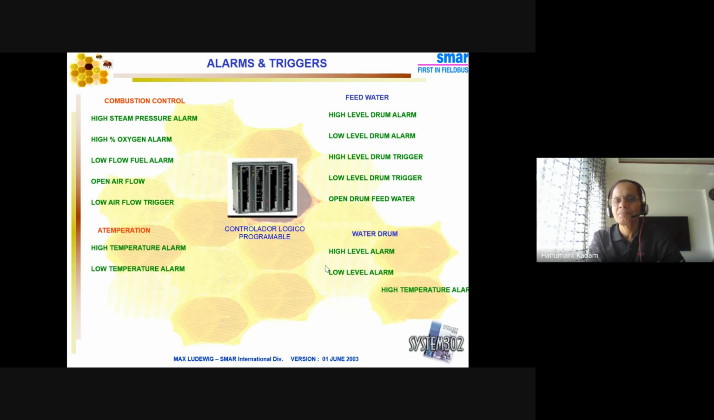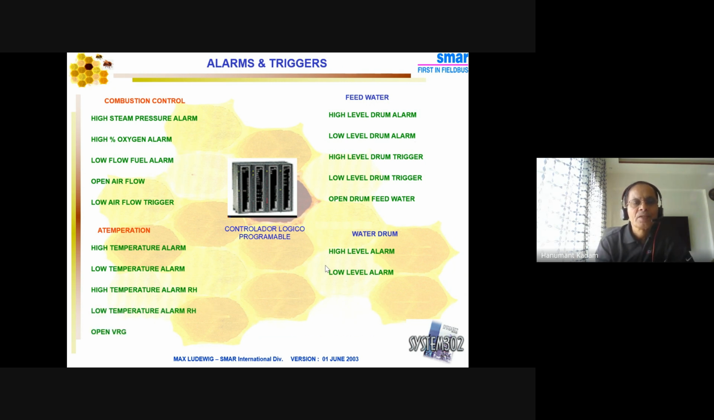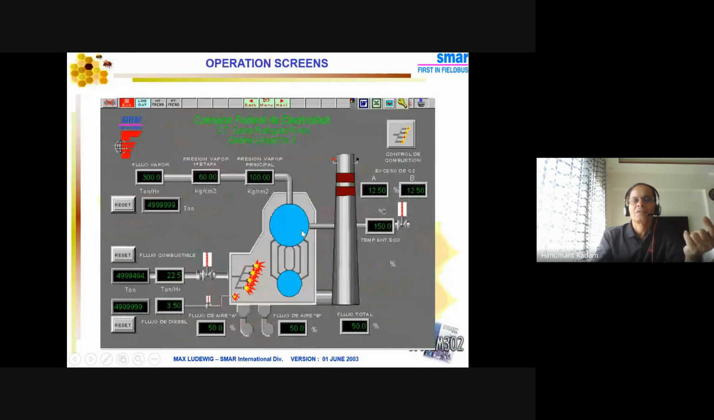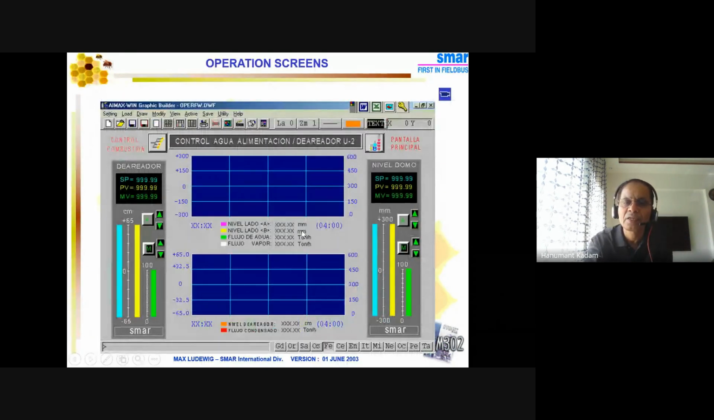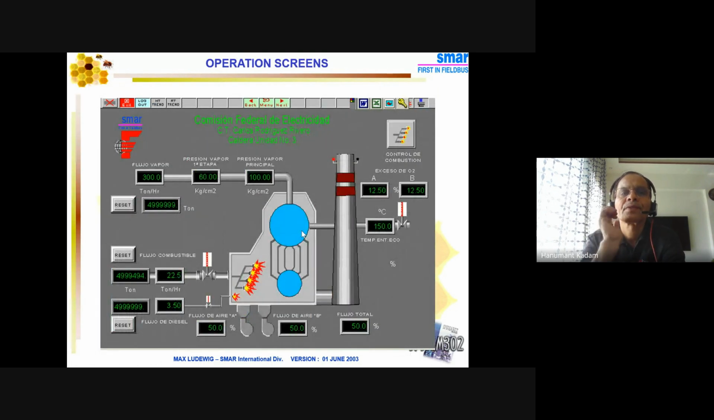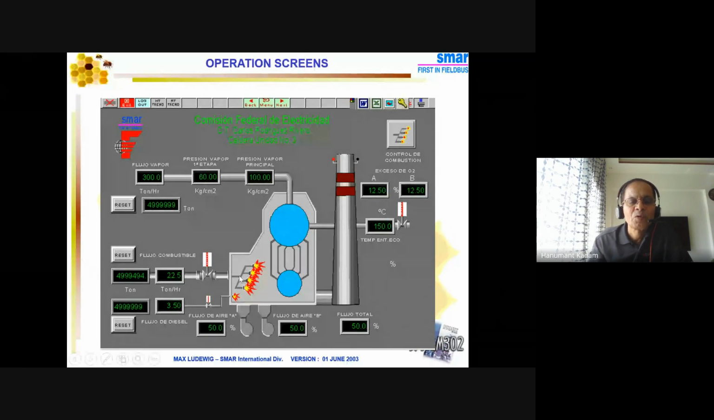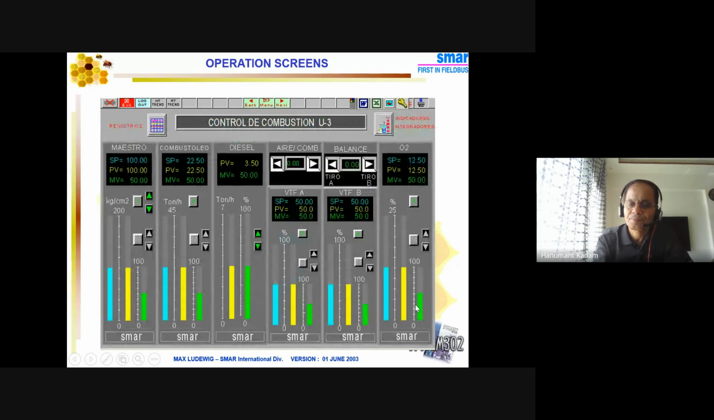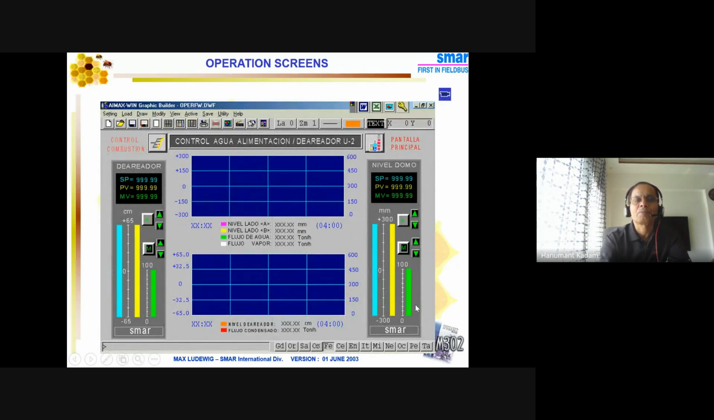Then in the water drum, these alarms are also separately configured in these systems, DCS systems. So you can see here graphical screens for operators. Operator graphics for the boiler look this way. This is the chimney part. This is the boiler part, and these are other areas: steam, fuel, and this is the trend display.